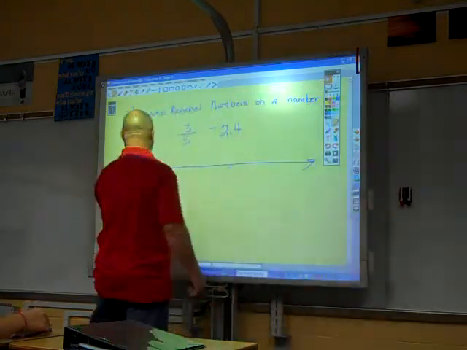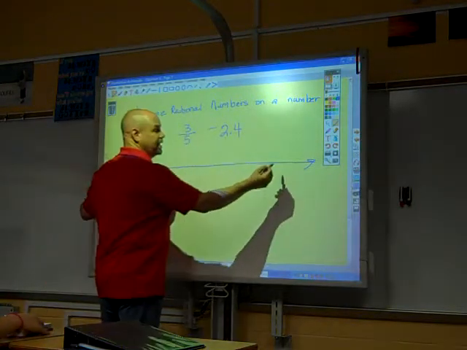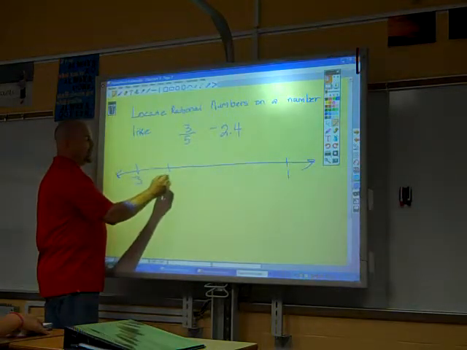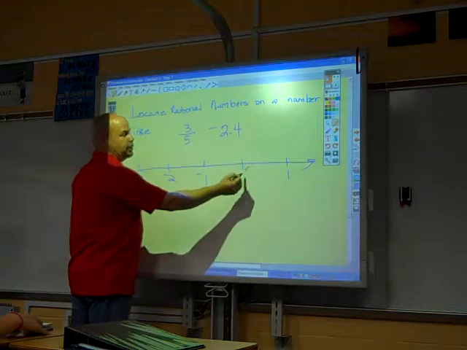So the smallest number I need is negative 3, so I'm going to start that there. And the biggest number I need is 1, so I'm going to put that there. And then I'll fill in negative 2, negative 1. And then what is that one?